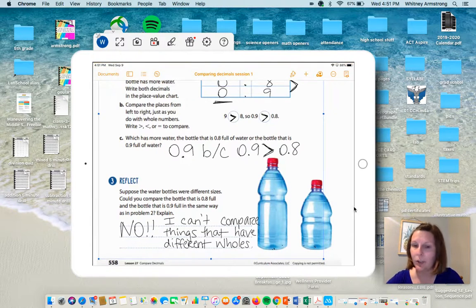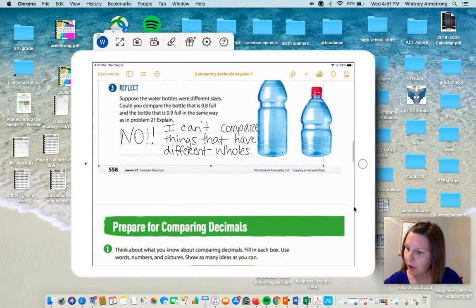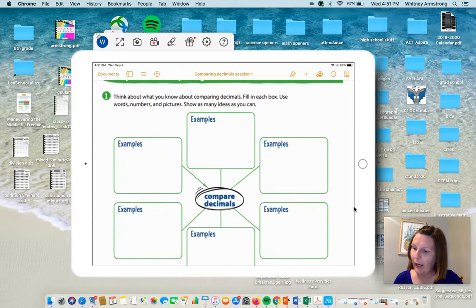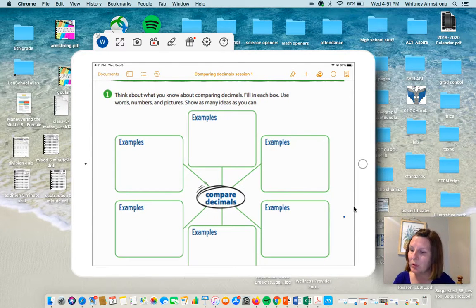So let's go ahead and look at your homework that you're going to do. So this first one, you have this kind of grid looking thing, and you're thinking about comparing decimals. So you're going to fill in each box. Use words, numbers, and pictures. Show as many ideas as you can. So you're going to have 6 different things here because you have 6 boxes. And it could be a definition. It could be how you think of it in your own words. It could be a picture. It can be an example. You can give me all kinds of things here that show how you can compare decimals.